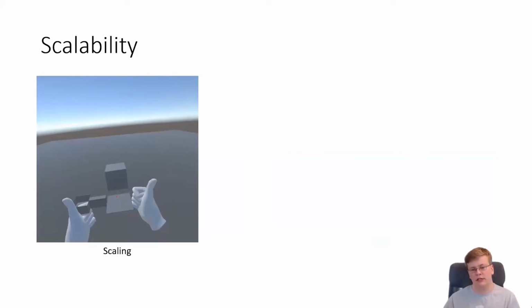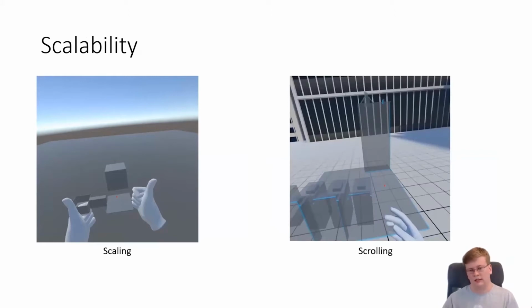Regarding scalability, we've implemented a scaling feature. We used gestures to allow the user to scale the miniature model up or down, so the user has to grab it with both hands and then widen or narrow his hands. To scroll, we support two different modes. The first one is the automatic mode, which automatically centers the player at all times. The other one is the manual mode, which allows the user to use a thumbstick and then scroll through the visual part of the miniature model.